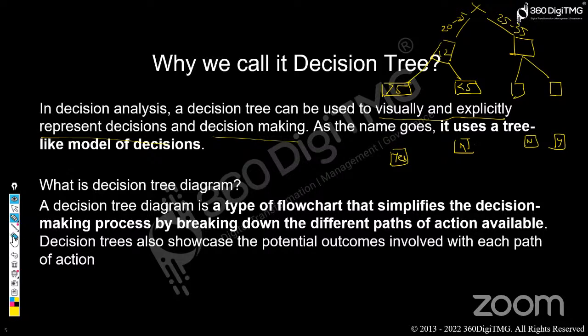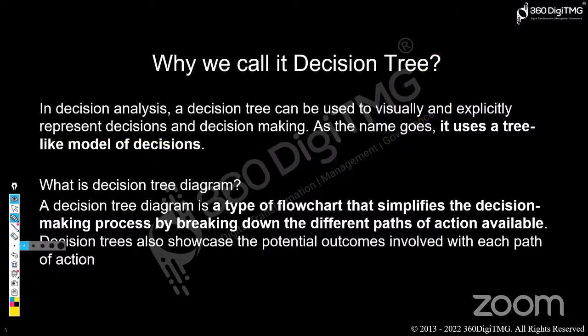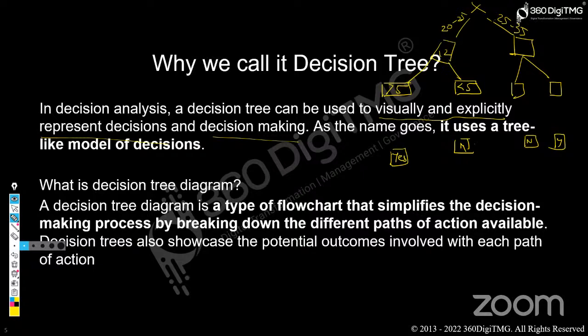So, as the name goes, it uses a tree-like model for decisions. The same thing which I was telling you. This is the root node, these are the branches, you end up with a leaf node. Right? A decision tree diagram is a type of flowchart that simplifies the decision-making process by breaking down different paths of action available. Decision trees also showcase the potential outcome involved with each path.